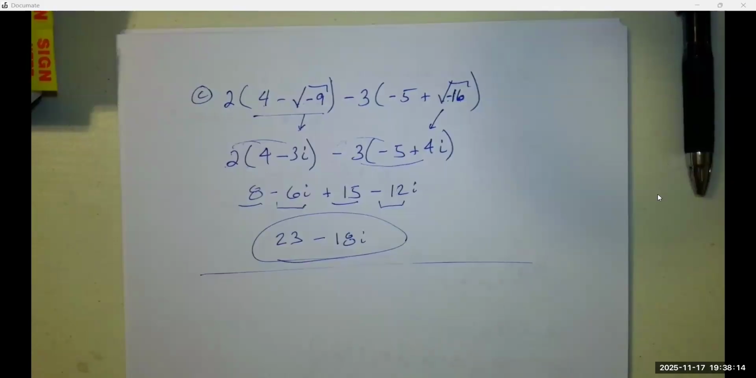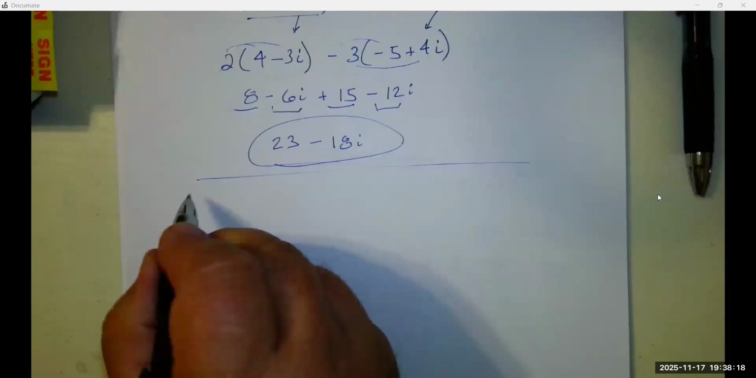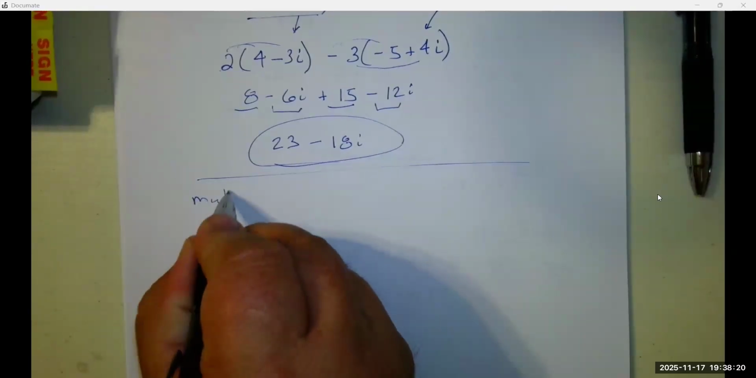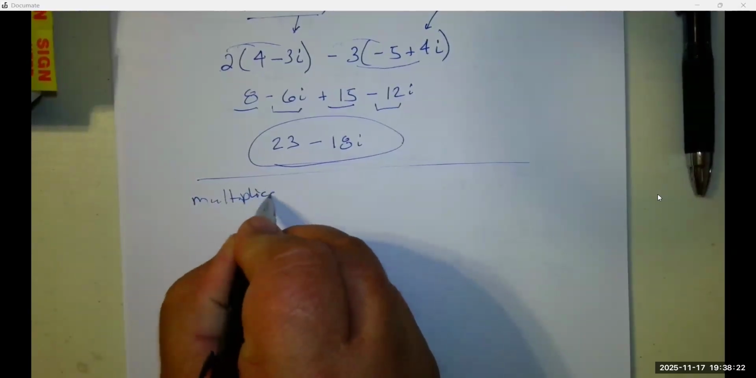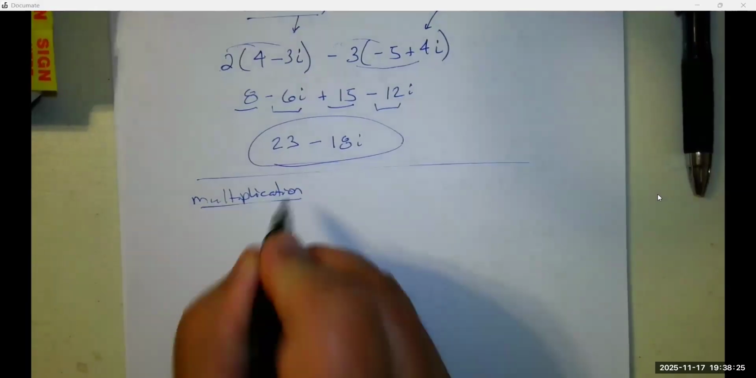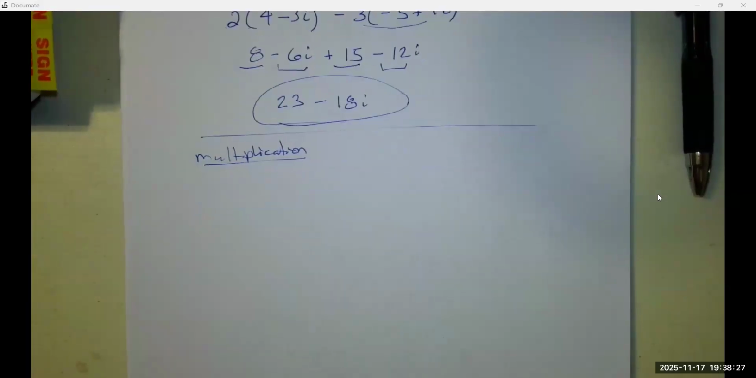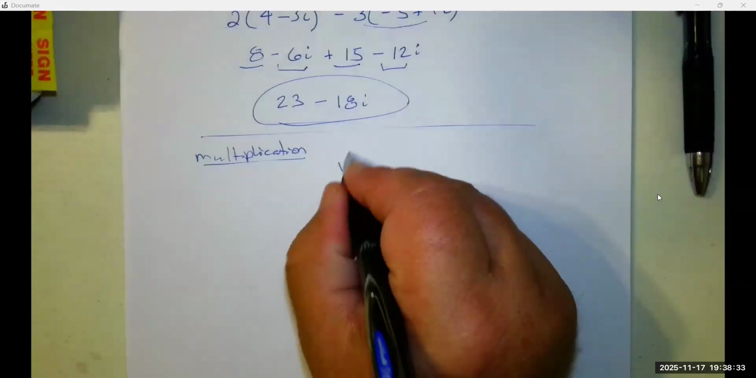So that's addition and subtraction of complex numbers. How about multiplication of complex numbers? Okay, this is very important. This is very, very, very important.